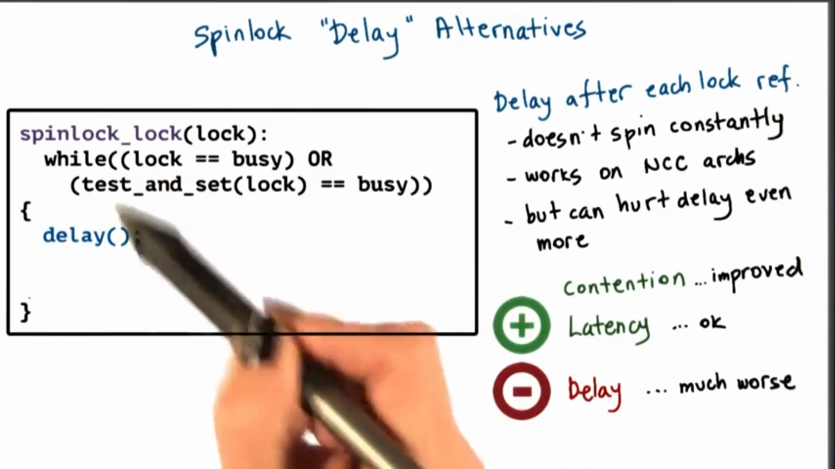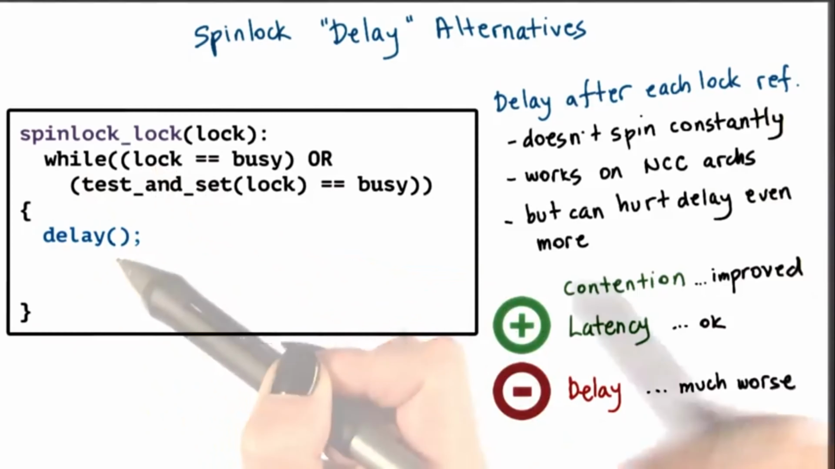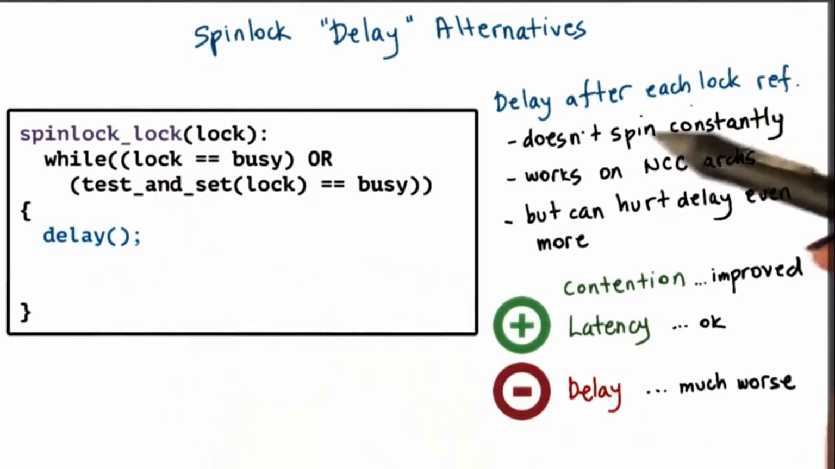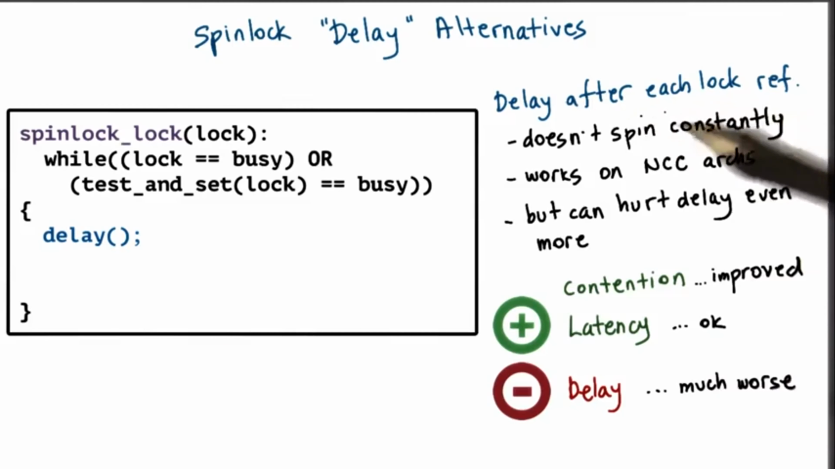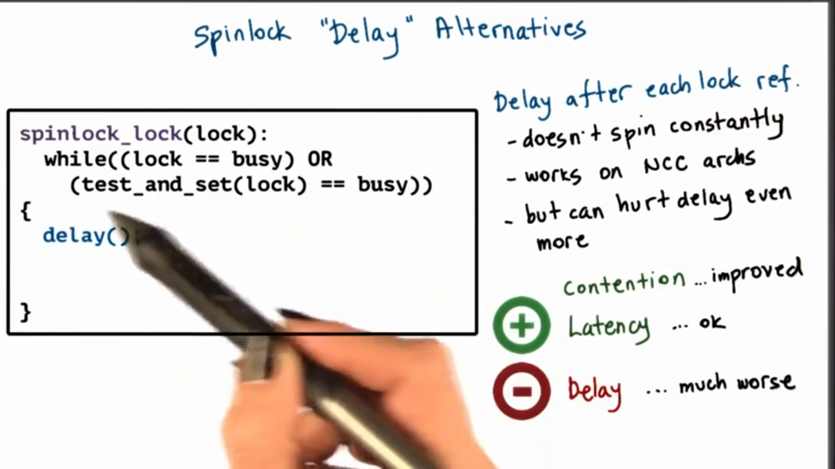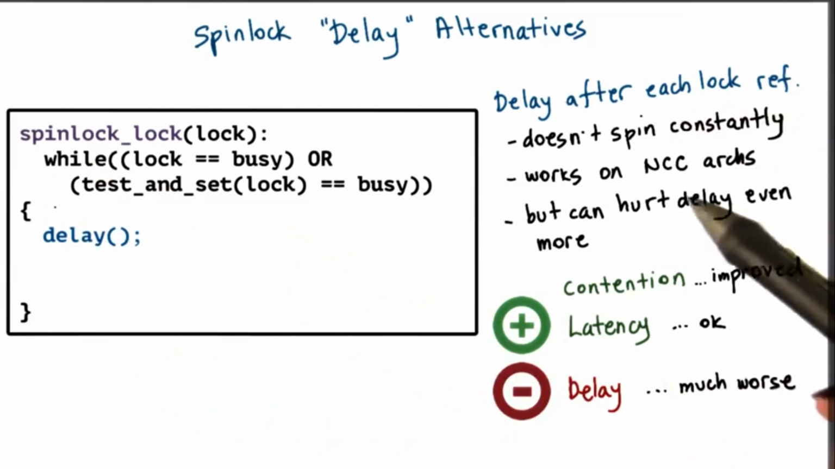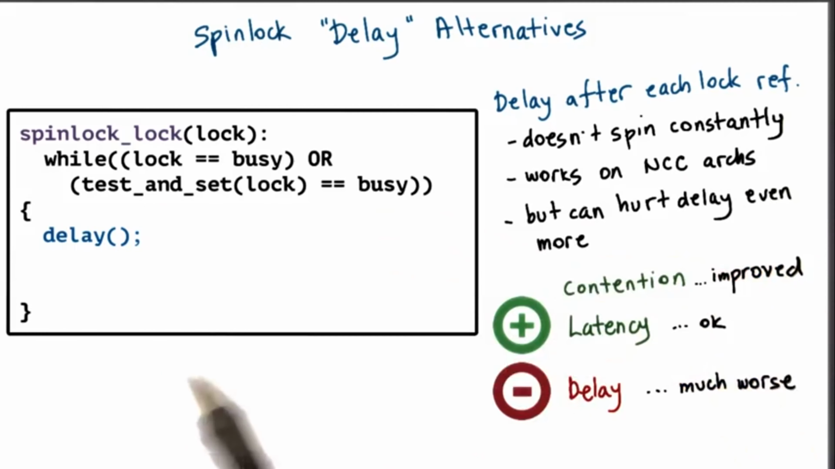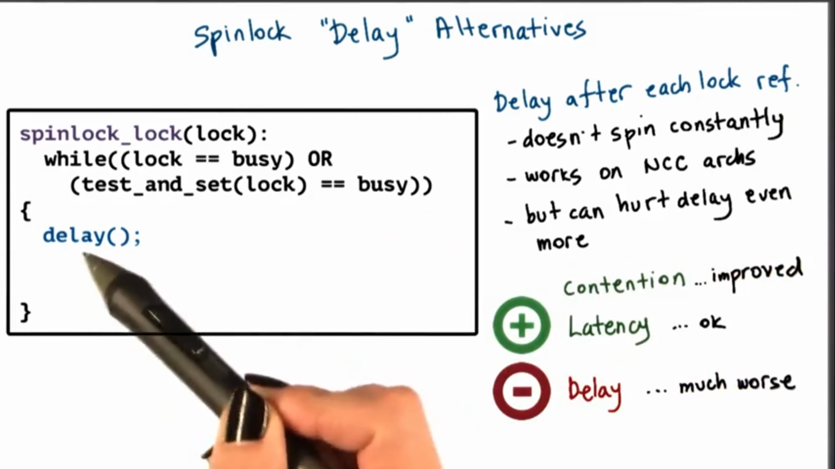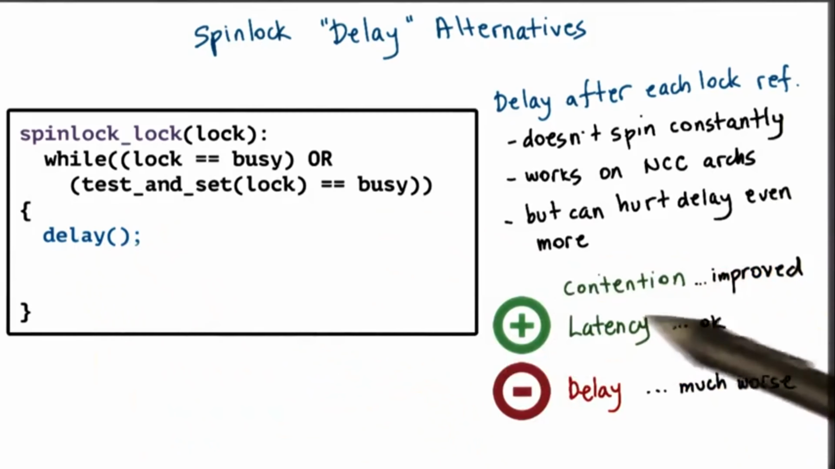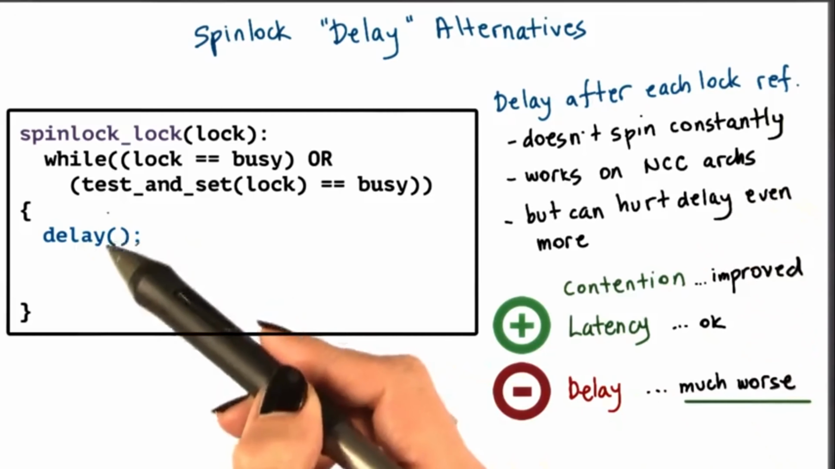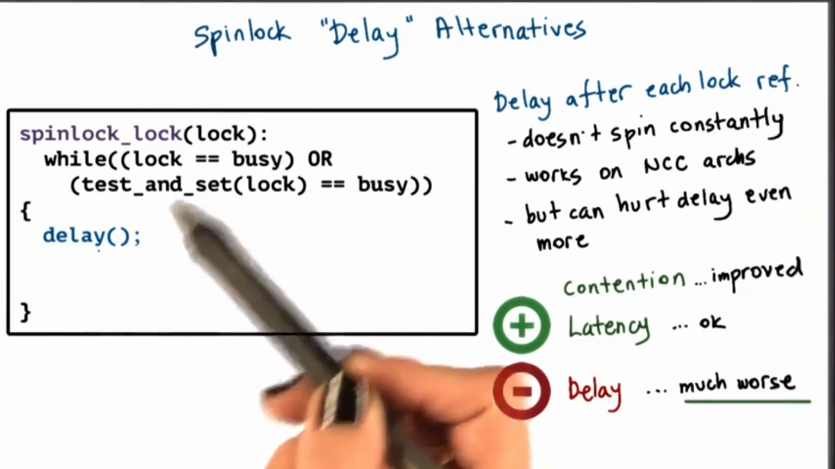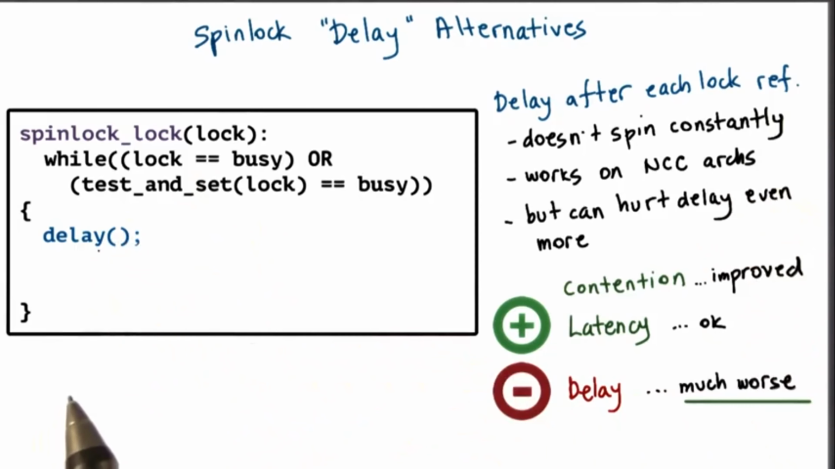Another variant of the delay-based spin locks is to introduce a delay after every single lock reference. So every time we go through this while loop, we include a delay. The main benefit of this is that it works on non-cache coherent architectures, because basically we're not going to be spinning constantly. In every single spin loop, we will include a delay. So if we don't have cache coherence and we have to go to memory, using this delay will help with the reduction of contention of the memory network. The downside of this is clearly that it will hurt the delay much more because we're basically building up the delay even when there is no contention on the network.